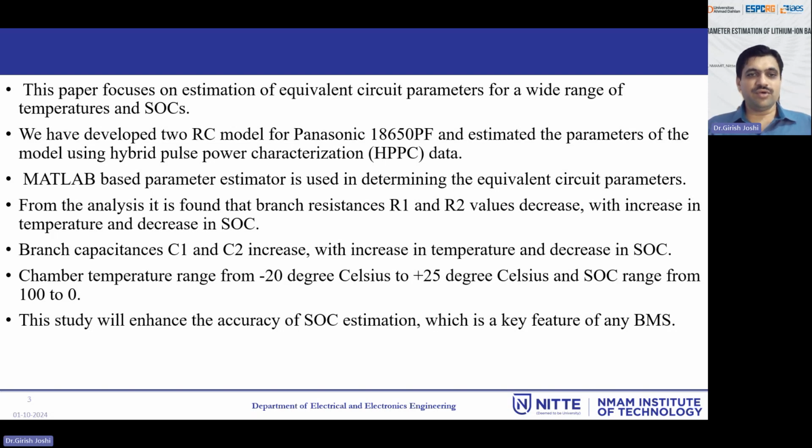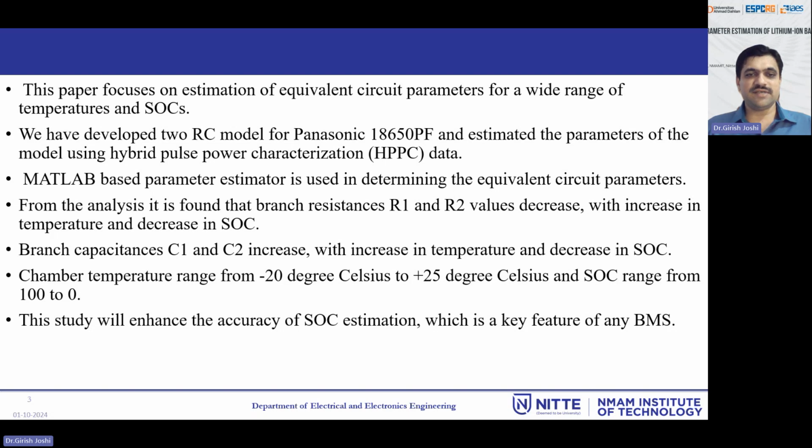We have developed a 2RC model for the Panasonic 18650PF battery and estimated the parameters of the model using hybrid pulse power characterization data. A MATLAB-based parameter estimator is used in determining the equivalent circuit parameters.